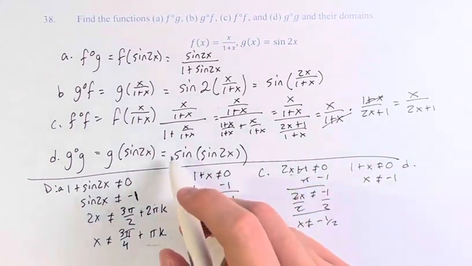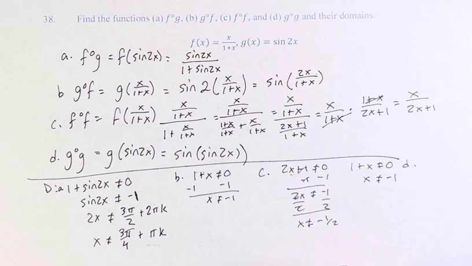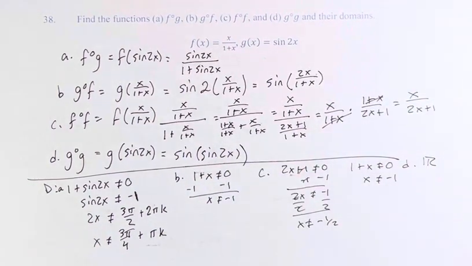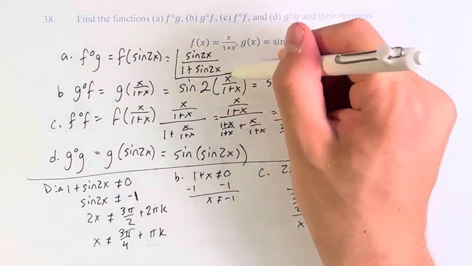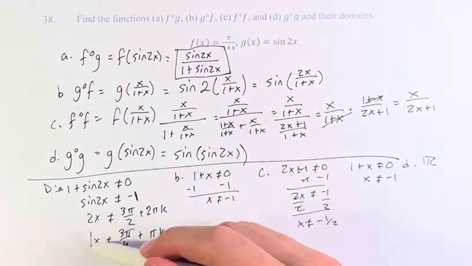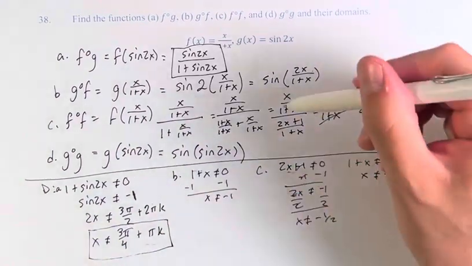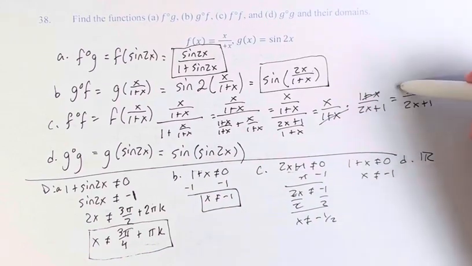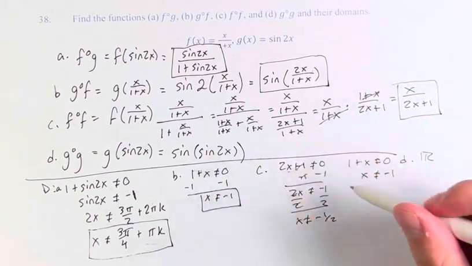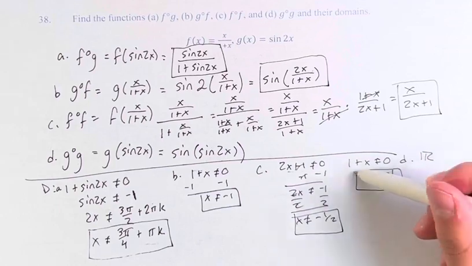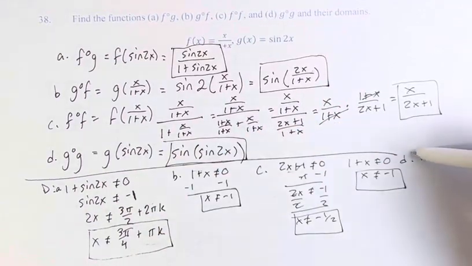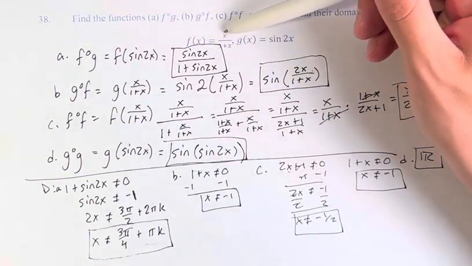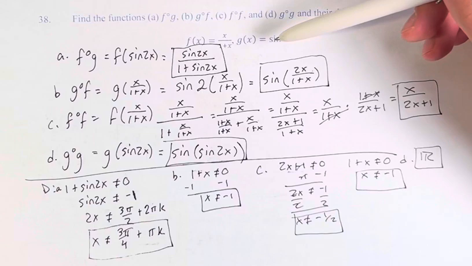And then for D, the sine function can take on any value. Therefore, the domain is all real numbers. So we have function a, f of g, with its respective domain. We have function b, its domain, c, and its domain, and d with its domain. For these compositions, for f of x is equal to x over 1 plus x, and g of x is equal to the sine of 2x.